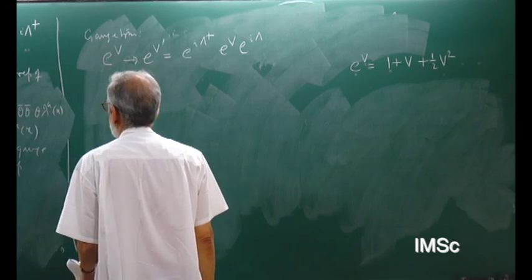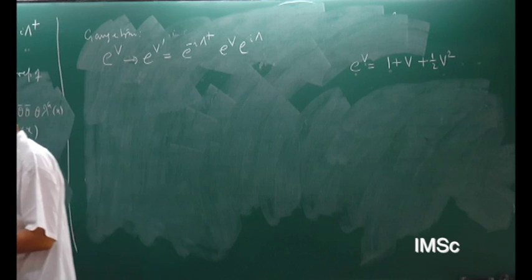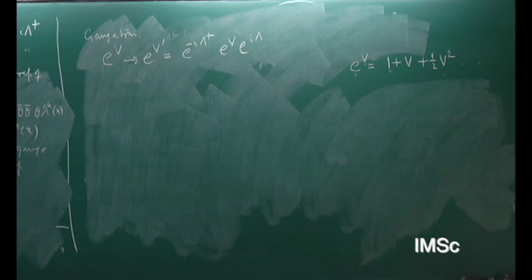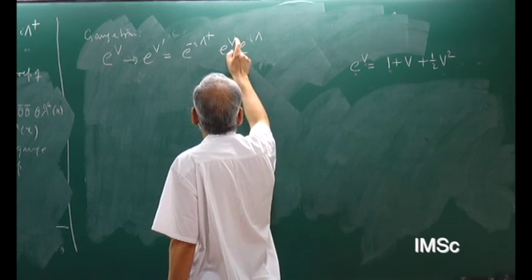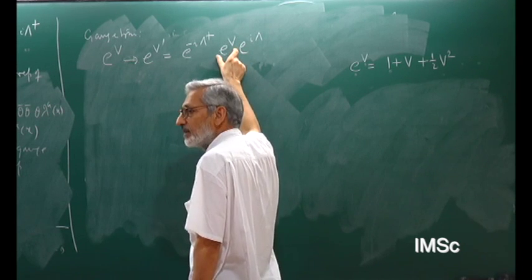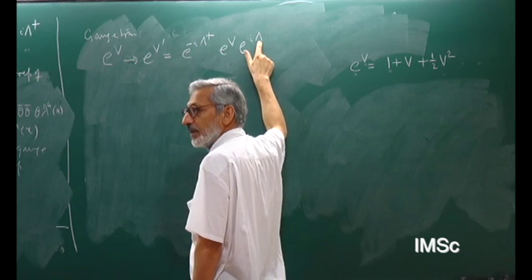Now let me check the signs. This is minus. This is simply the non-abelian generalization of how e^V transformed in the U(1) theory, except that now they have become matrix valued. V is matrix valued, so e^V is matrix valued. This is matrix valued because lambda is matrix valued.